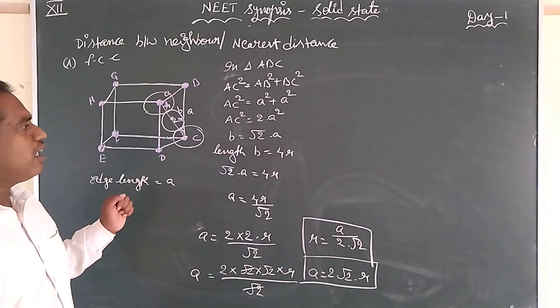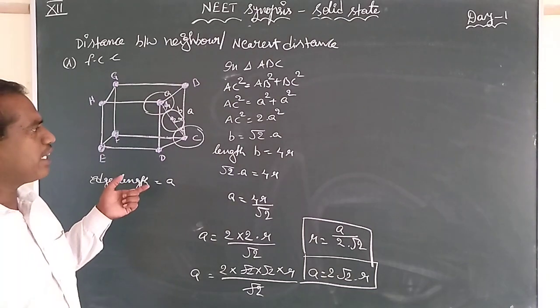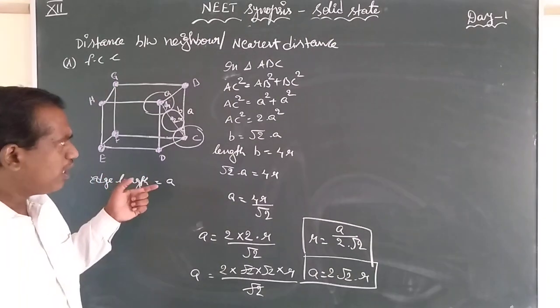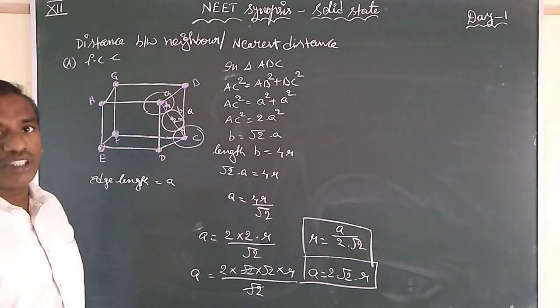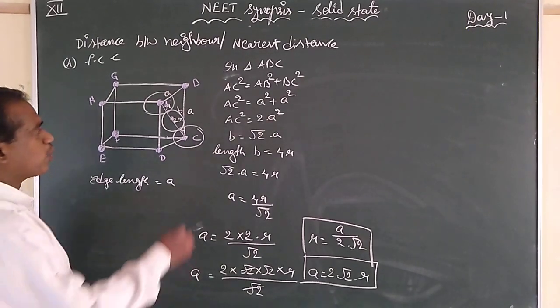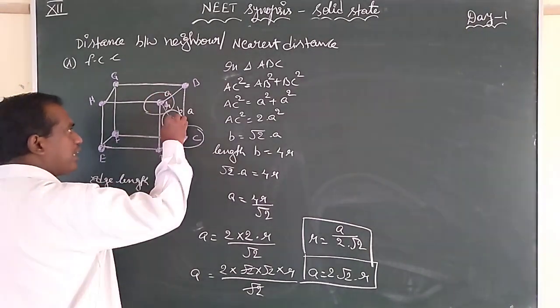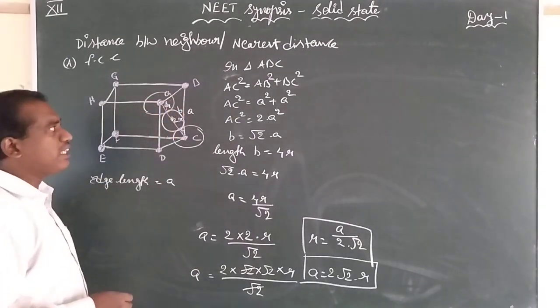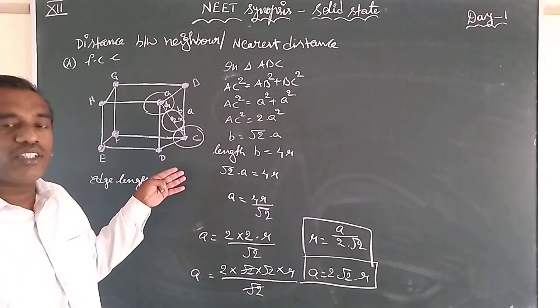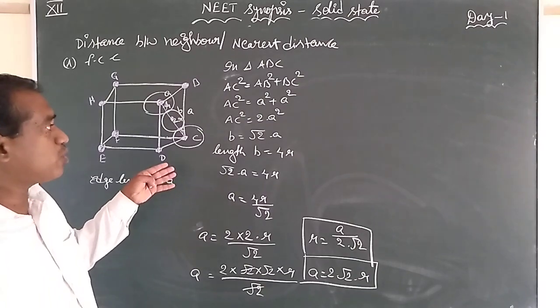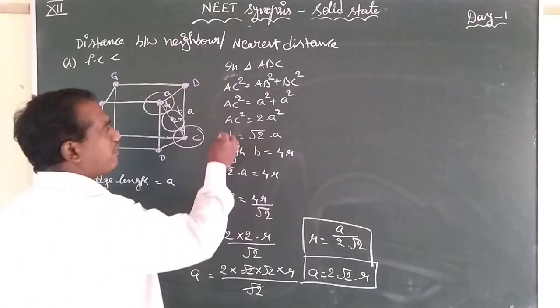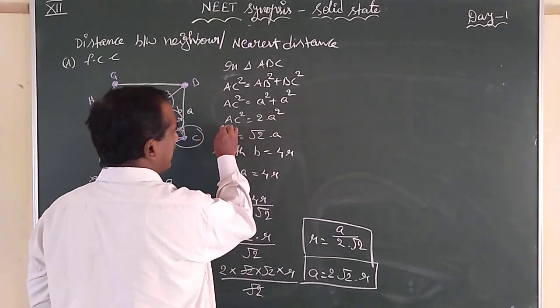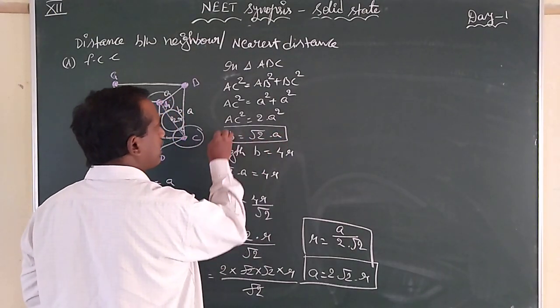But we have not yet brought anything regarding the distance between the two atoms. See, from here to here, there are two atoms. What is the distance? It is half of the distance of the face diagonal. How much do we get for the face diagonal here?